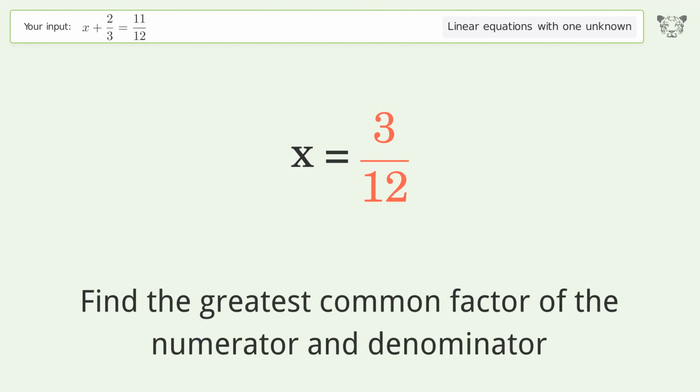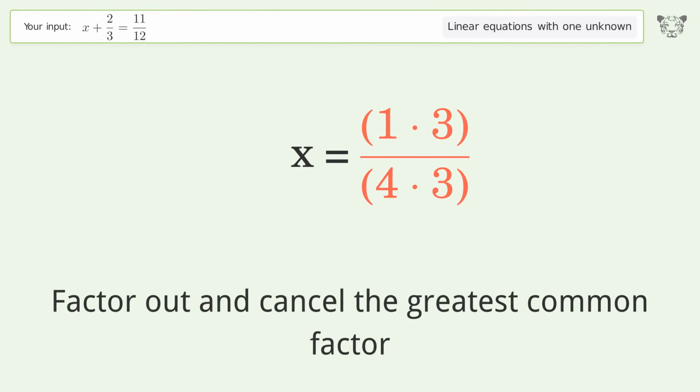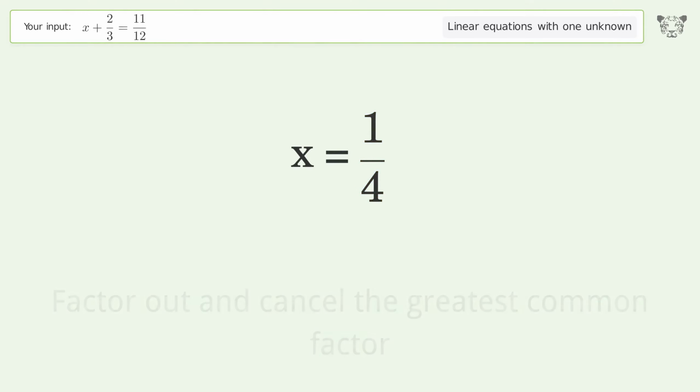Find the greatest common factor of the numerator and denominator. Factor out and cancel the greatest common factor. And so the final result is x equals 1 over 4.